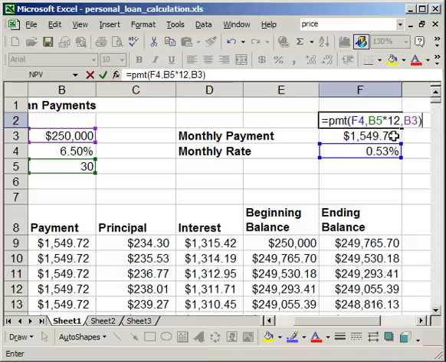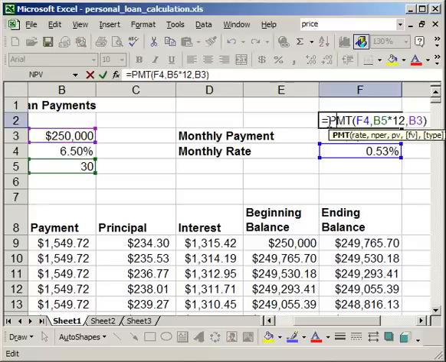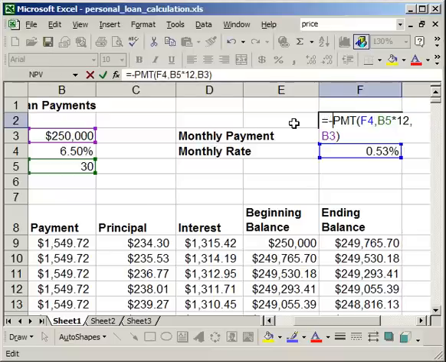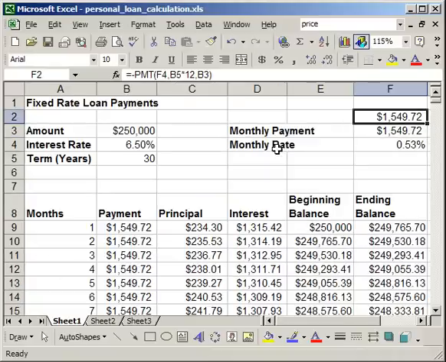Close parentheses, hit enter. You're going to get red because you're paying $1,549.72. So it comes out of your pocket. If you want to take that off, if you want to look like it does down here, simply right before the PMT function, put a minus sign in there. Hit enter, and it's going to look like that. So now what that tells you is that your monthly payments for 30 years for a fixed rate of 6.5% per year on a $250,000 loan, the monthly payments will be $1,549.72. So you could stop there and it could be just very basic and show you that.